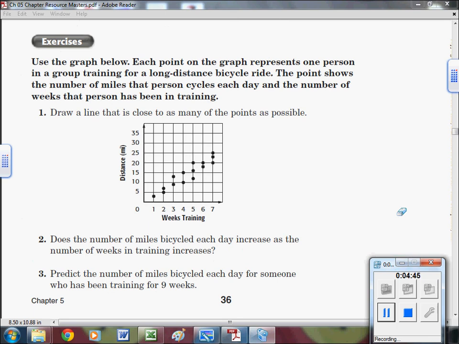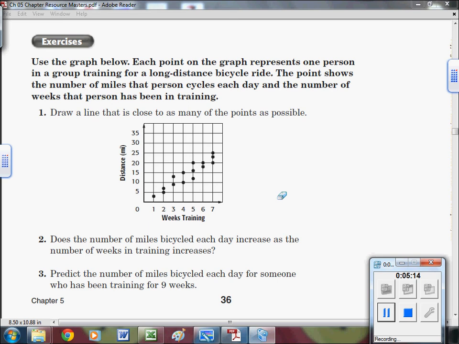Using the graph below, each point on the graph represents one person in a group training for a long-distance bicycle ride. Now, you'll notice, these all represent a different person. So because of that, not every person is the same. Not every person learns something at a constant rate or improves at a constant rate. That's why you'll notice these dots do not go in a perfectly straight line. They're all over the place, but they do have a general trend. So we're going to talk about that general trend, even though they're not perfect.